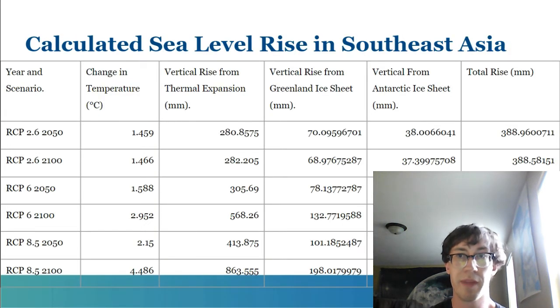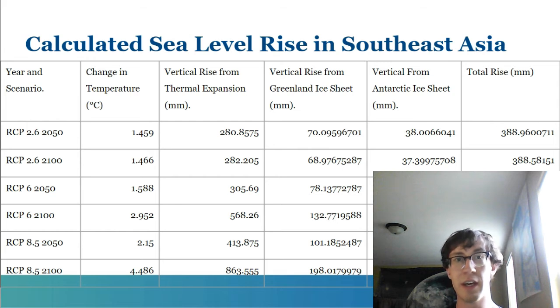So when this was done, I was able to calculate that there's going to be about a 0.388 meter rise, or 388 millimeters rise in 2050 from the RCP 2.6 scenario, a 388 millimeter rise in 2100 from that same scenario, a 4.26 millimeter rise in the RCP 6 2050, and a 773 millimeter rise in 2100 from RCP 6.